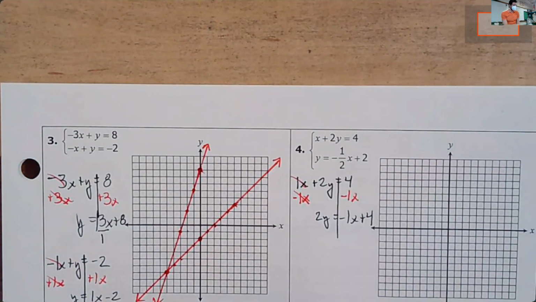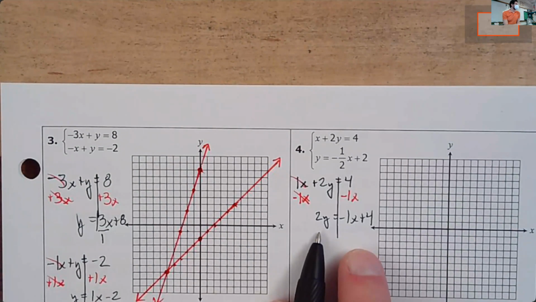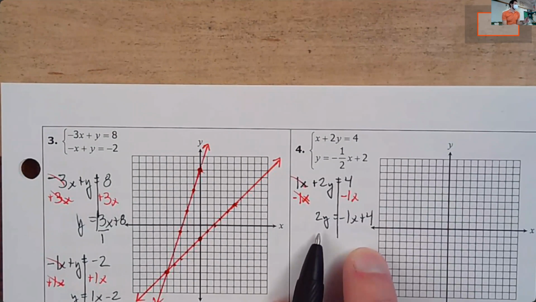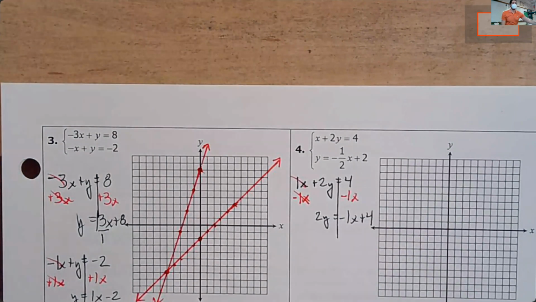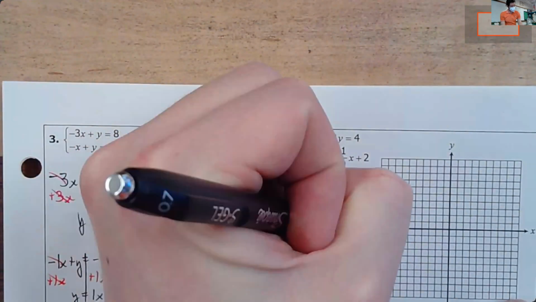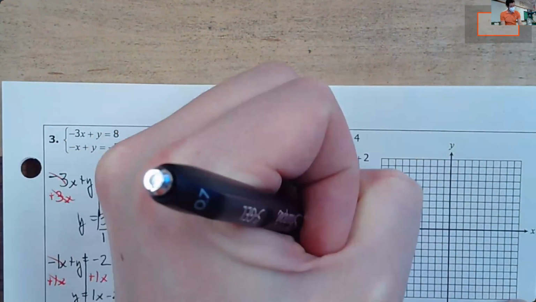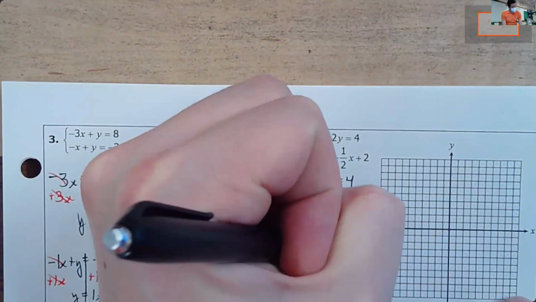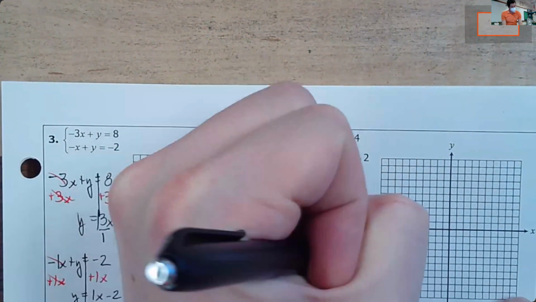So what's the next thing we have to do to get y by itself here? This is something that we haven't done yet today. So what do we need to do here to get y by itself? Yeah, divide everything by the 2. So everything gets divided by the 2. That's with this y, because we're trying to get y by itself. So divide by 2 all the way across. And what we end up with is y equals -1/2 x. 4 divided by 2 is plus 2.